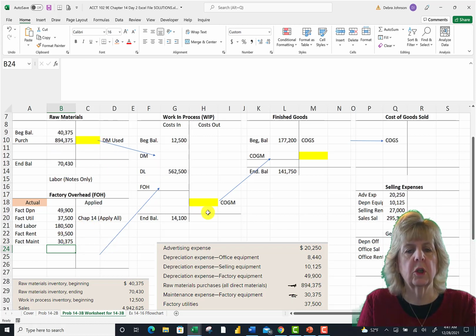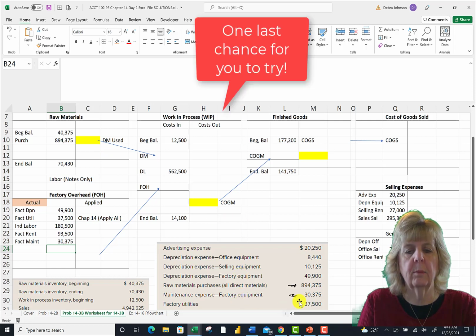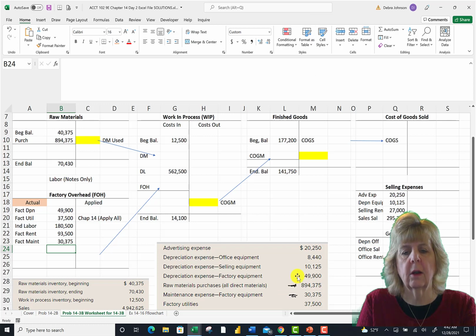And then we'll go check these 3 boxes, these 3 yellow boxes. The goal is to get a complete WIP account with all 3 product costs in it, as well as calculating that all important cost of goods manufactured and cost of goods sold. So I'm going to pause here for a minute, double check what I've done so far, and then we'll finish this problem up.